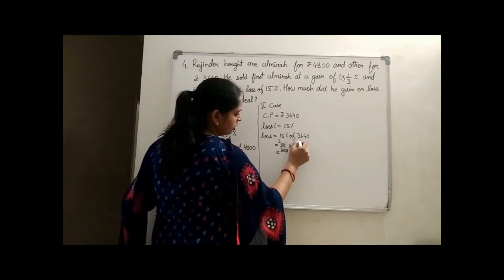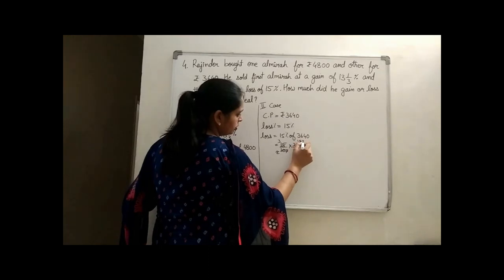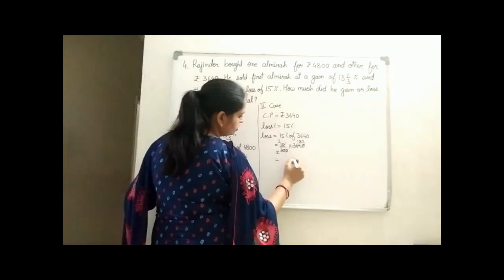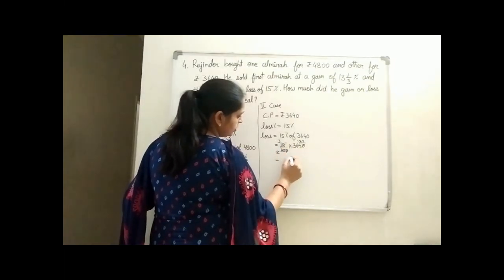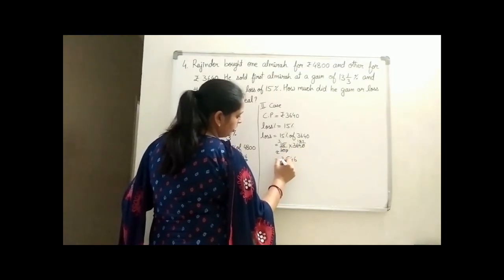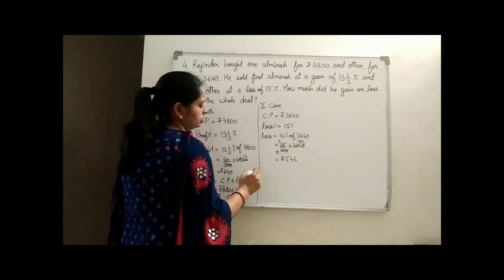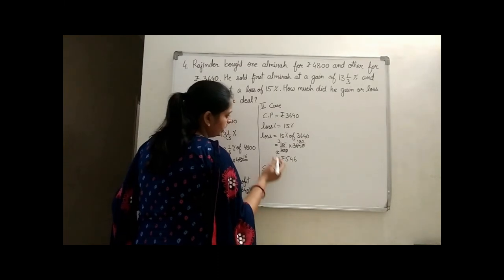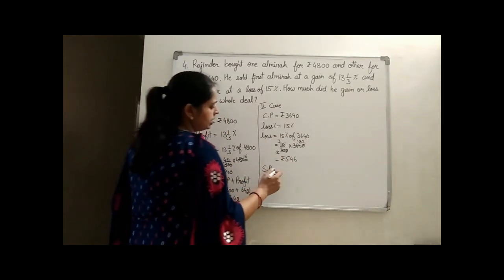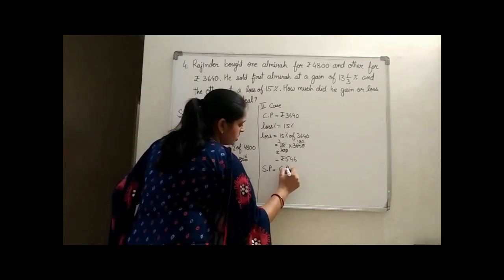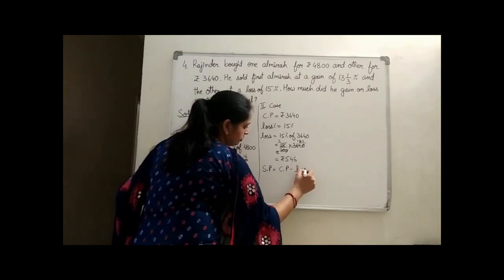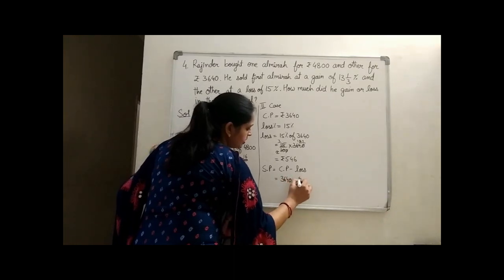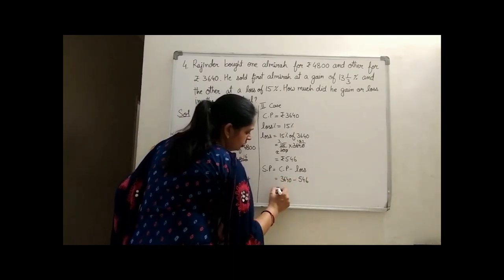2 1s are, 2 8s are 16 and 2 2s are 4. 182 multiplied by 3. How much you will get? 3 2s are 6, 3 8s are 24 and 5. 546 is the loss. So if he is getting a loss, selling price in this case will be less than the cost price. So selling price is cost price minus loss. So cost price is 3640 minus 546. So subtract it down.